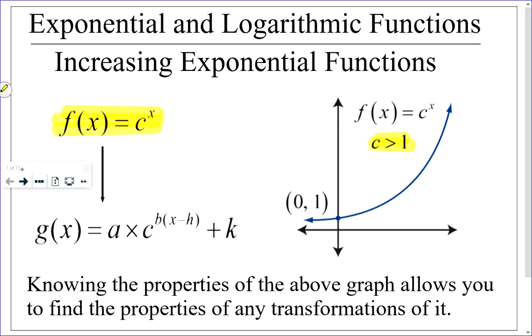The bottom line is if I give you an exponential function that's already been transformed, and I ask you for the properties of it, the only way you can answer that is if you know what the properties of this original exponential function are. So knowing what this looks like and knowing the fact that y equals 0 is a horizontal asymptote leads you to the conclusion that for the transformed function, y equals k would be a horizontal asymptote.